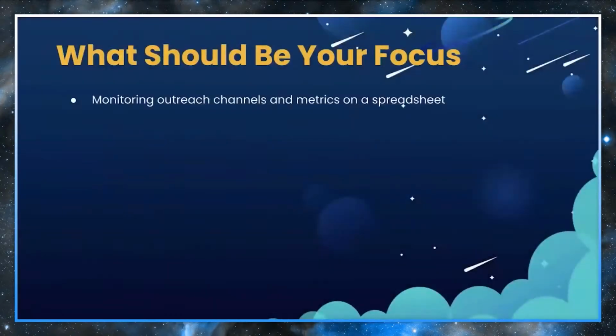So what should be your focus? Monitoring outreach, channels, and metrics on a spreadsheet. My assistants also put all the different metrics on a spreadsheet: how many people responded, how many actually booked, how many are qualified, who's not qualified. And then you as the CEO, as the executive, even if you have one part-time employee, even if you have no employees, start thinking like the CEO of this company, and that will help you. Monitor this. You are the one steering the ship. You should be doing intro calls, sales calls, and follow-ups.